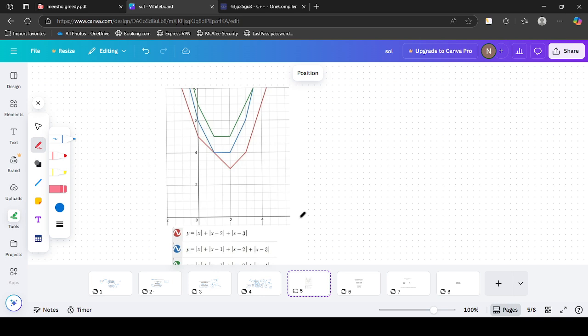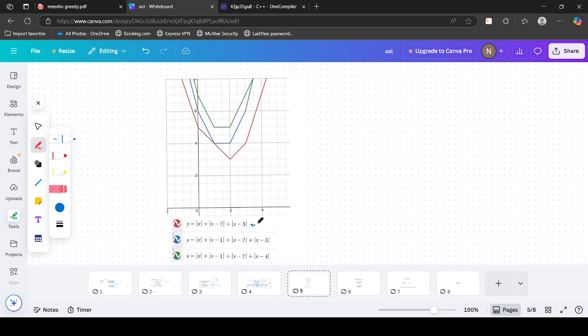So let's discuss some graphs. So here is mod x plus mod x minus 1 plus mod x minus 2 plus mod x minus 3 for odd length, and these two are for even length.